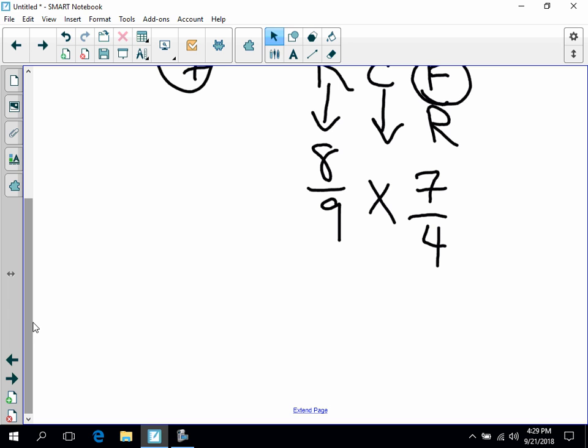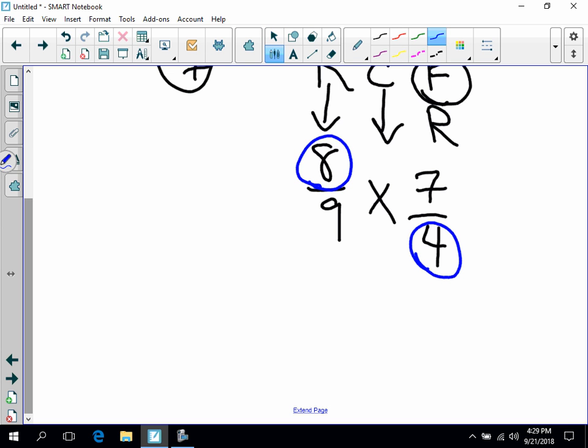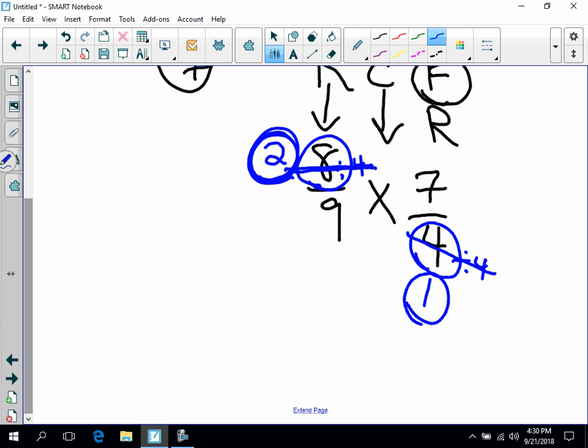At this point, I need to examine the numbers that are diagonal from each other. I notice that 8 and 4 are both divisible by the same number. They're both divisible by 4. So I'm going to write in smaller writing, divided by 4, to show what I'm dividing by. 8 divided by 4 is 2. So I'm going to cross that out, write a 2, and then circle my new number so it's clear that there's no longer an 8 here, it's now a 2. 4 divided by 4, I'm going to cross that out and put a 1. Now I have a 1.